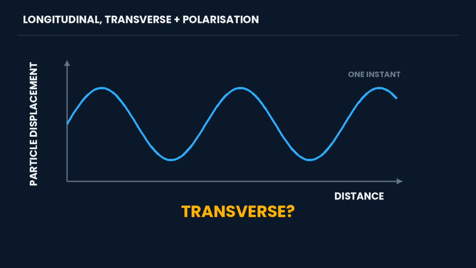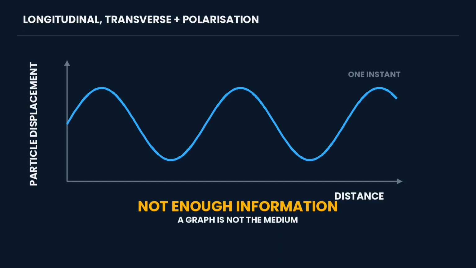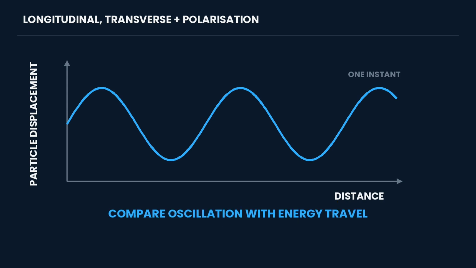Does this sine curve show a transverse wave? Not necessarily. It could be a displacement distance graph of sound. A graph can show how a quantity varies without showing a medium's physical shape. Classify a wave by comparing its oscillations with the direction that the energy travels in.